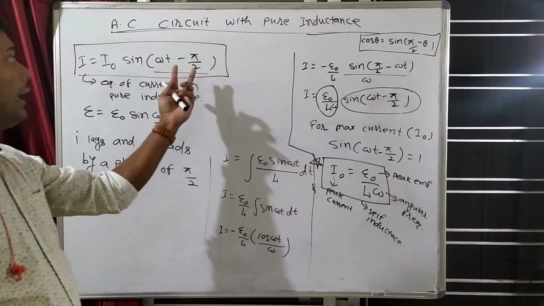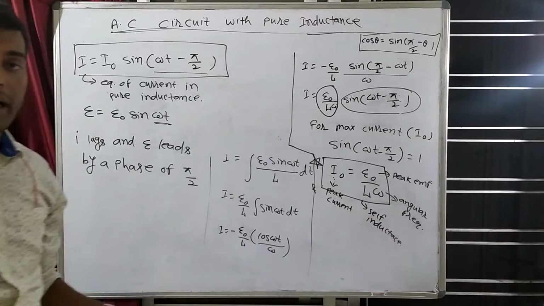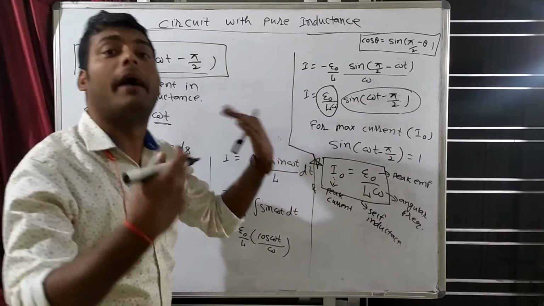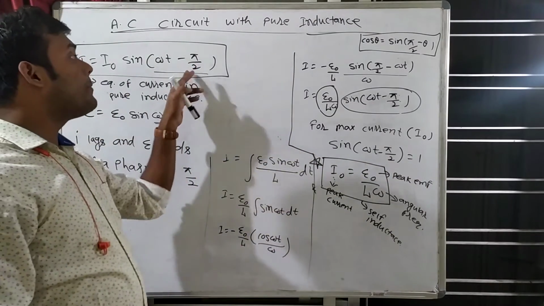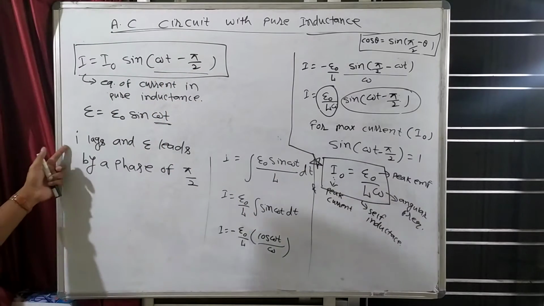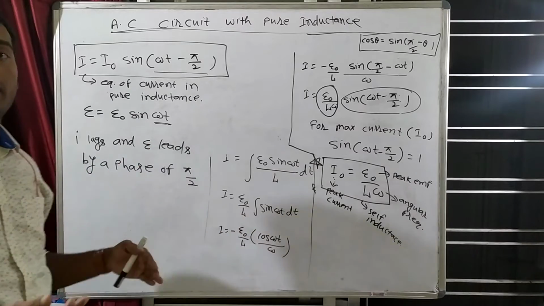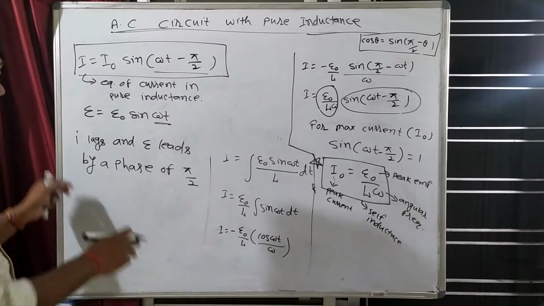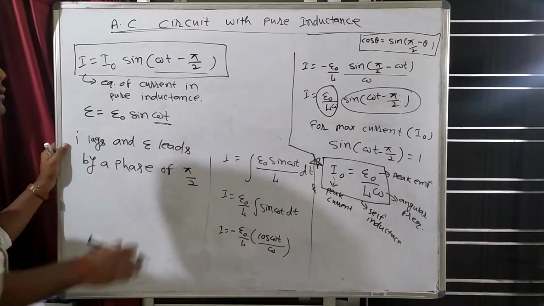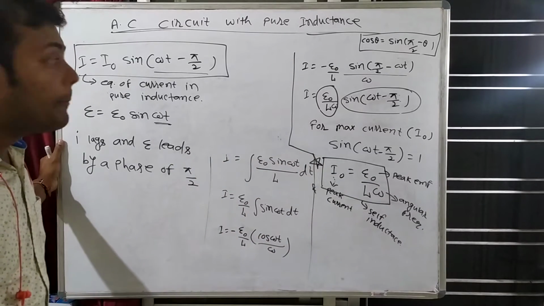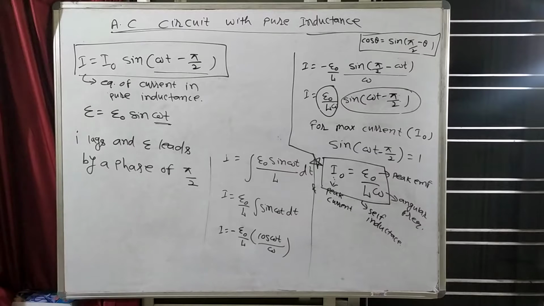By how much is the current lagging? Current is lagging by pi by 2, because this phase is omega t and this phase is omega t minus pi by 2. So current lags and EMF leads. Lags means behind, and EMF is leading means EMF is ahead. Current is behind, EMF is ahead, by a phase of how much? Phase means angle. By an angle of pi by 2. Is it clear? So we can add this thing.